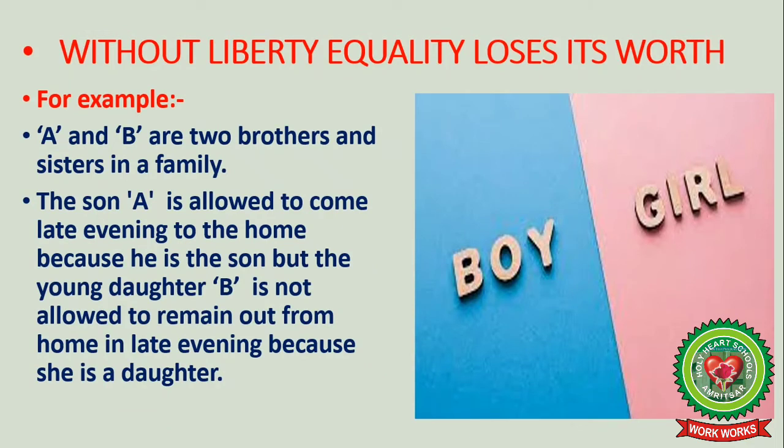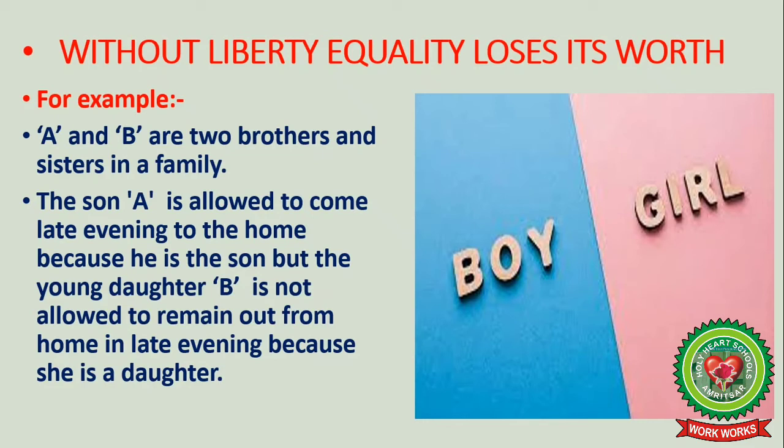The next is without liberty, equality loses its worth. The example is suppose A and B are two brother and sister in a family. Now A is the son and B is the daughter. The son A is allowed to come late evening to the home because he is a son. But the young daughter B is not allowed to remain out from home in late evening because she is a daughter. Students, this is a common feature. Sometimes in your own homes also, you must be watching this thing that young daughters are not allowed to be out late evening.